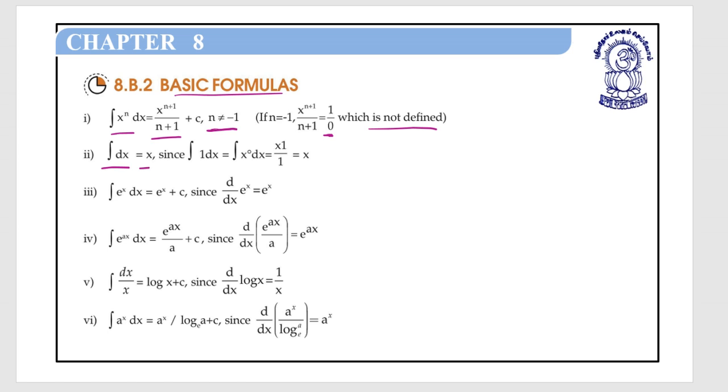Integration of dx is equal to x. Since integration of 1 dx is equal to integration of x raised to 0 dx, which is x raised to 0 plus 1 upon 0 plus 1, that is x by 1, which is equal to x. So integration of dx is equal to x.